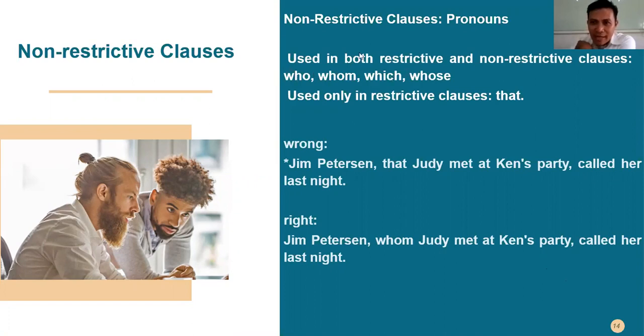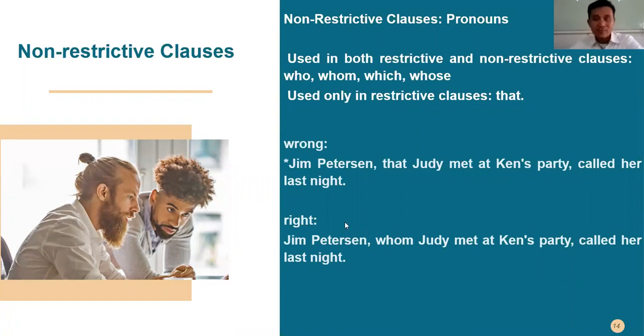These relative pronouns can be used in restrictive clauses and also non-restrictive clauses: who, whom, which, and whose. But we use that only in restrictive clauses. It means when the clause is non-restrictive, you cannot replace this with that. So whom, who, which, whose can be replaced by that when it is restrictive. But when who, whom, which, and whose are in non-restrictive clauses, they cannot be replaced by that. So that can be used only in restrictive clauses, not in non-restrictive clauses.